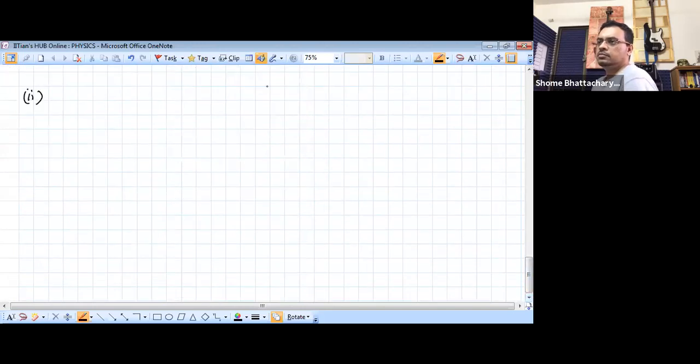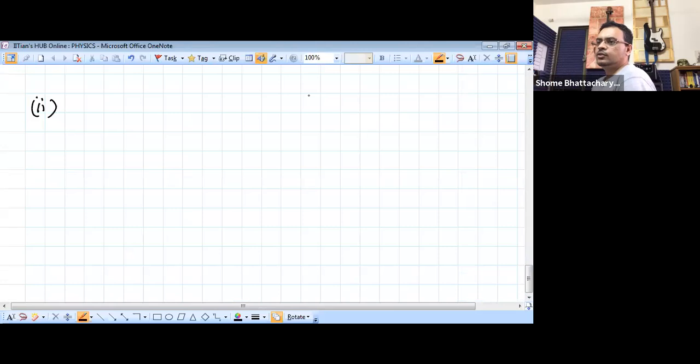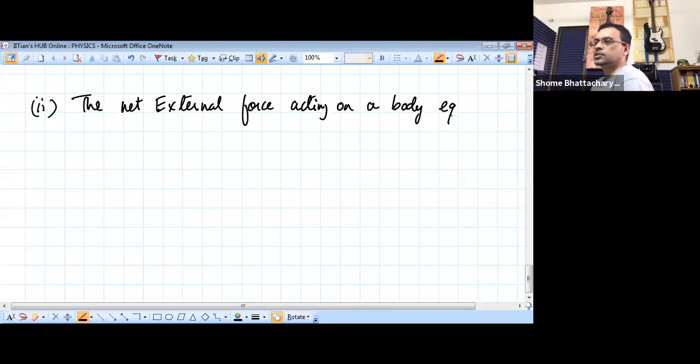or the mathematical definition. So what does Newton's second law say? That the net external force acting on a body equals the rate of change of its inertia, sorry, of its momentum. Its rate of change of momentum.